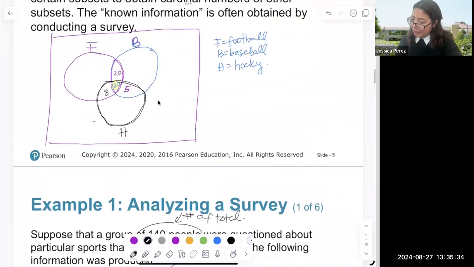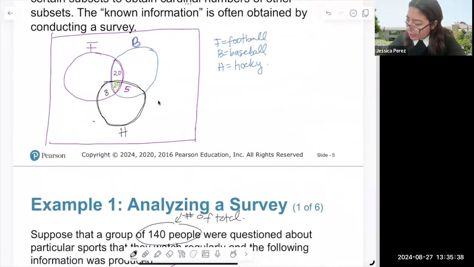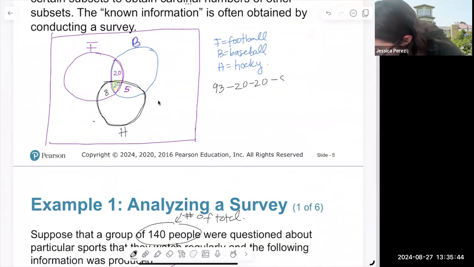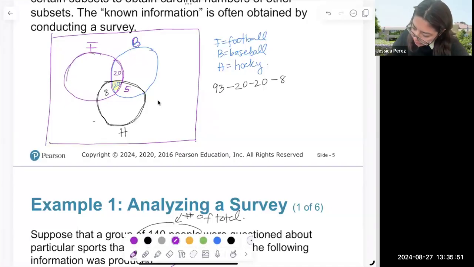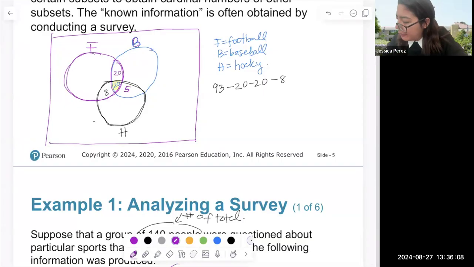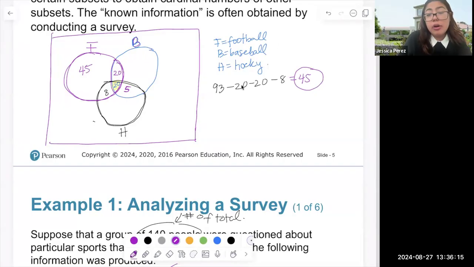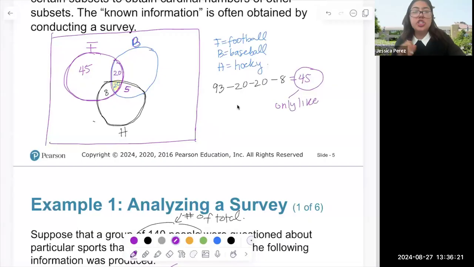So here should be 93 like football, but 93 is incorporated in the whole circle. So I have to take 93 that like football minus 20 minus 20 minus 8. We don't count the 5 because that's outside the purple. We're only looking at the purple circle, and we're removing this 20, the other 20, and this 8. So we take our calculator: what's 93 minus 20 minus 20 minus 8? That gives me 45. So 45 goes here. 45 are the people that only like football, no other sports, just football.